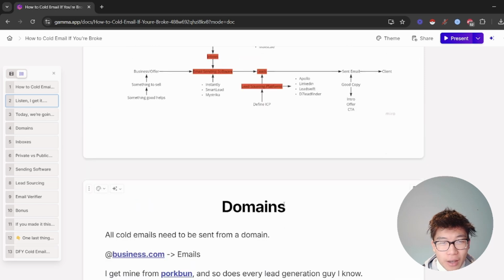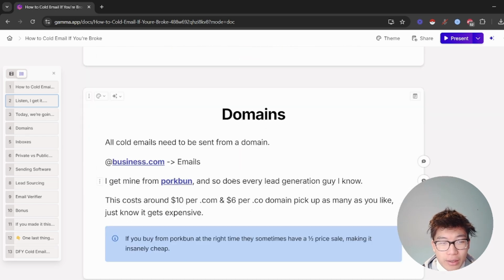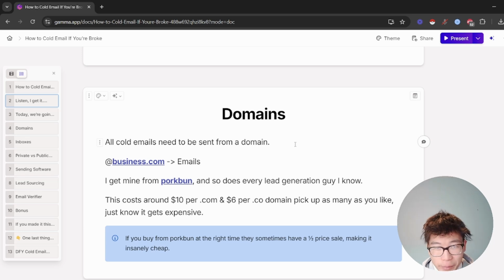So domains. Obviously here we have domains as the first one. All cold emails need to be sent from a domain. Please do not be that person that is sending from a Gmail.